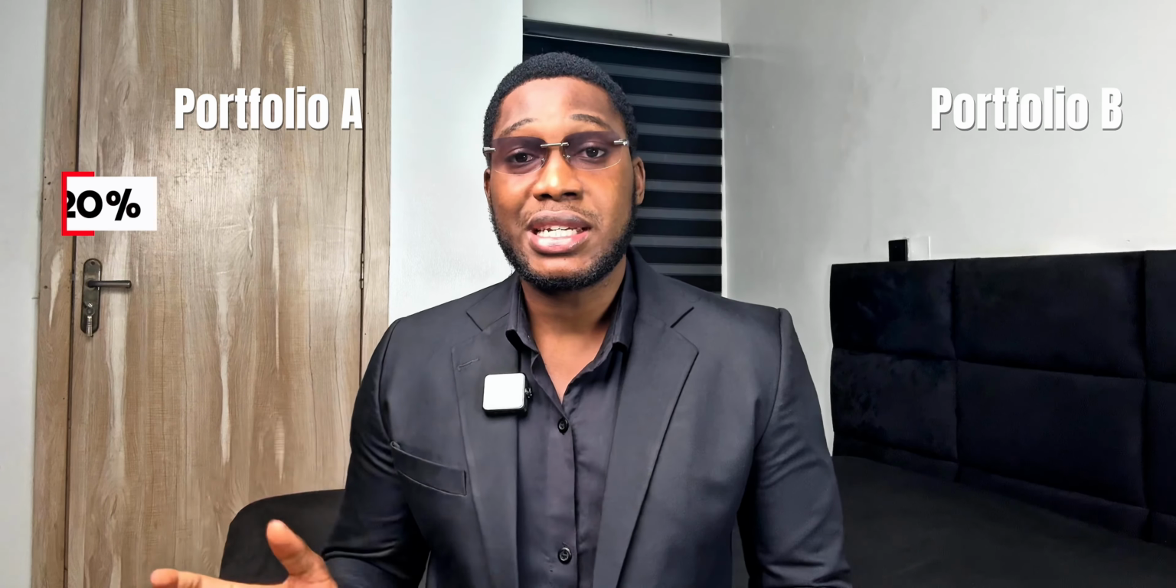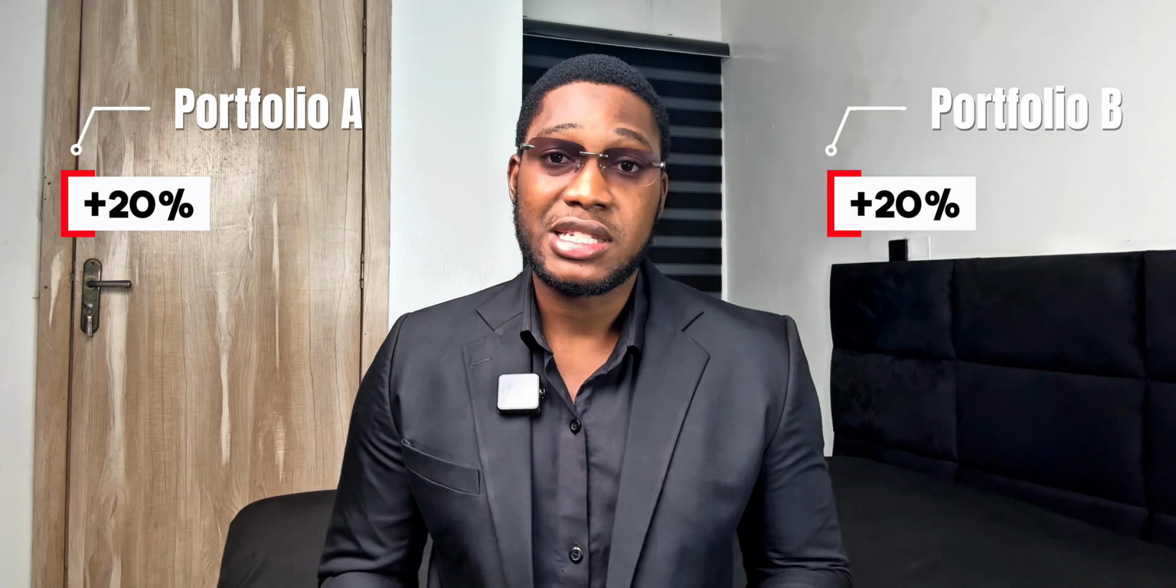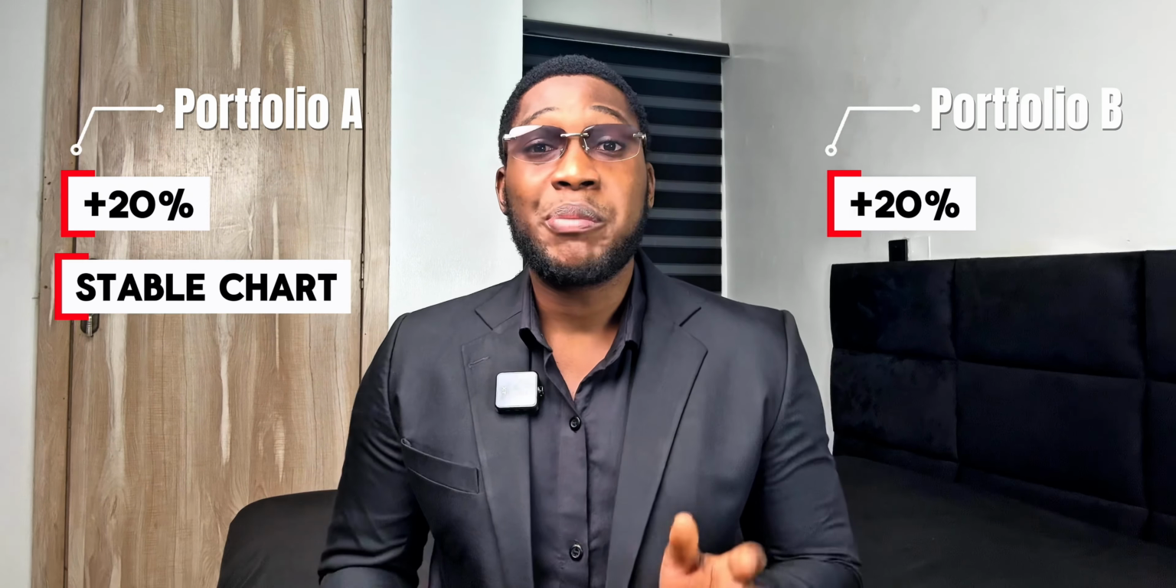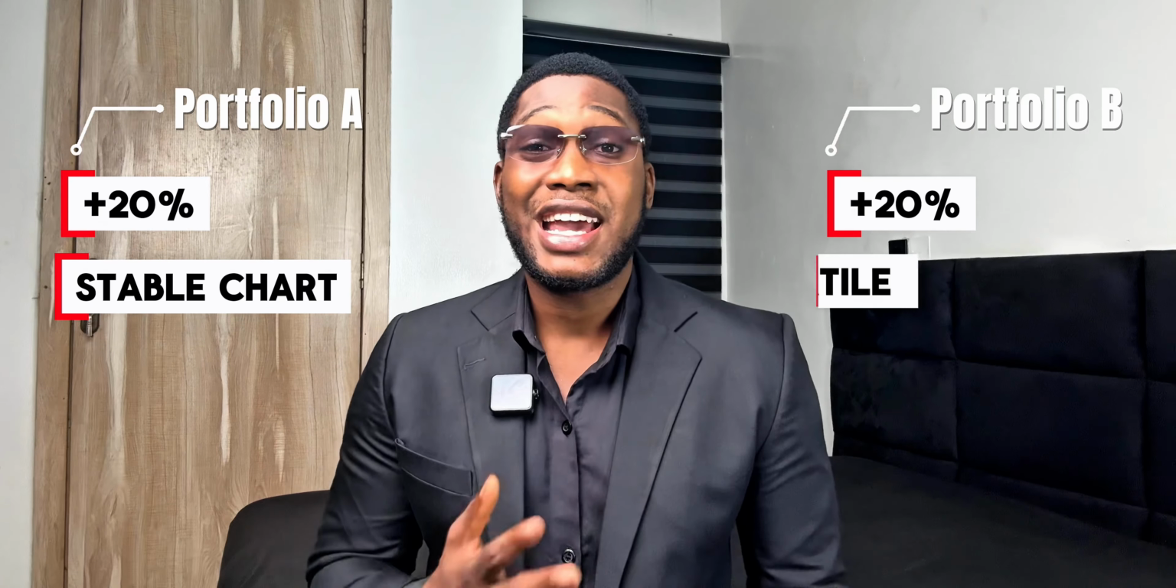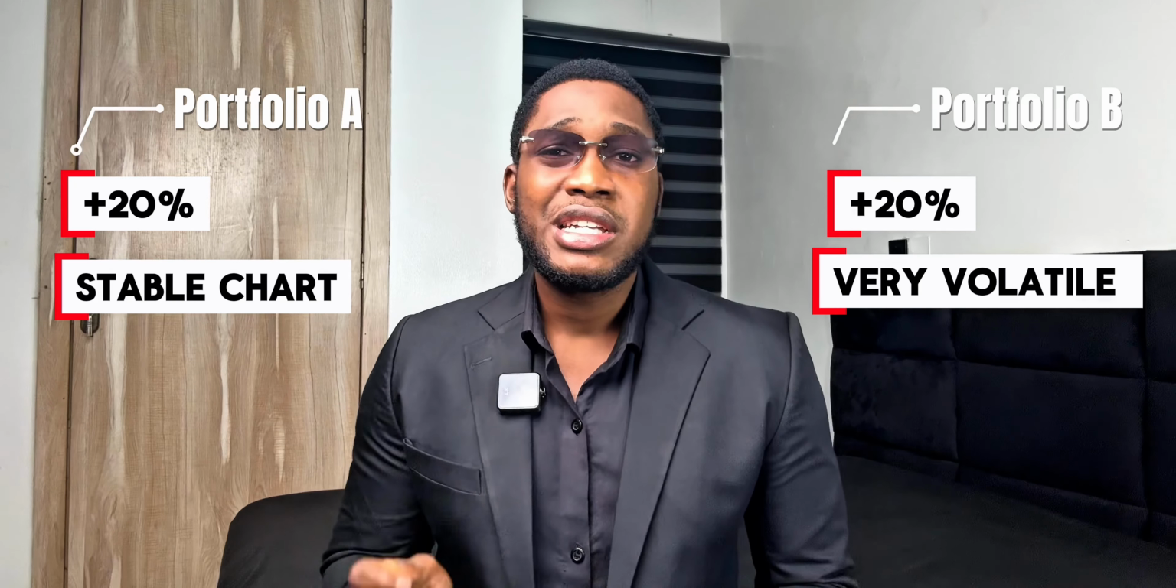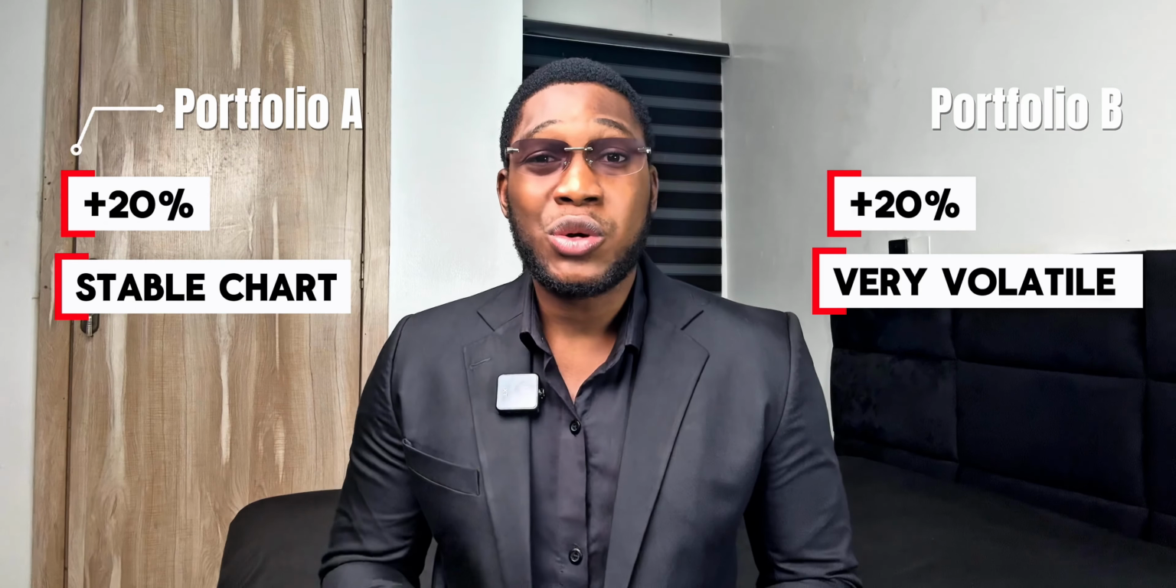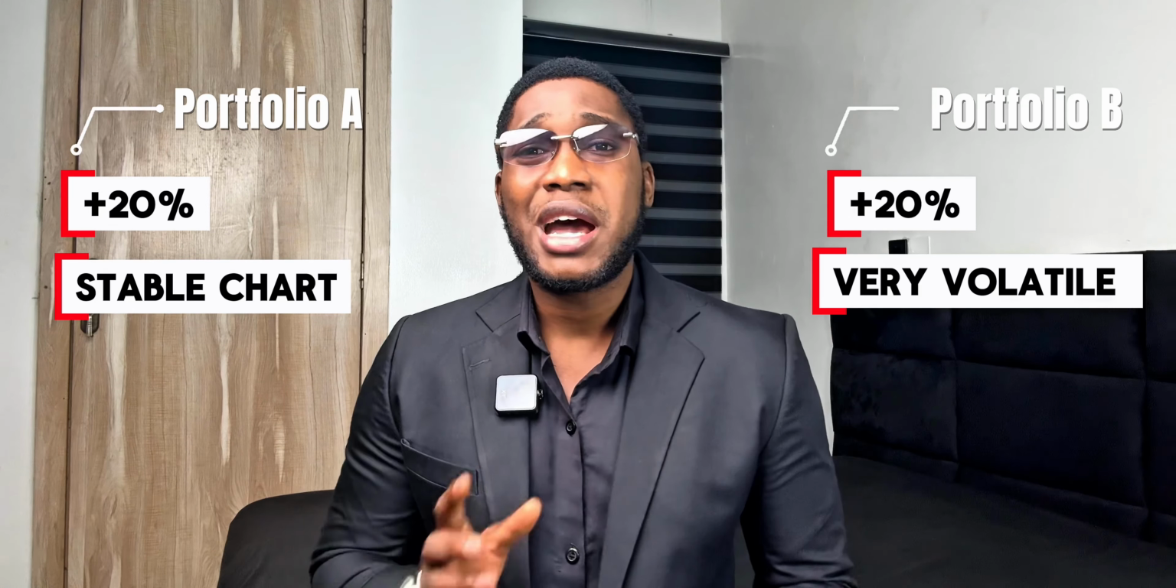Now, let's say we have two portfolios, A and B. Portfolio A made 20%, while portfolio B also made 20%. A was very stable, while B experienced a lot of fluctuations and had high volatility. Now, would you say these two portfolios had equally good performances? Well, absolutely not. That's where the Sharpe ratio comes in.